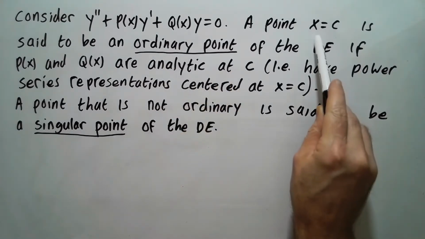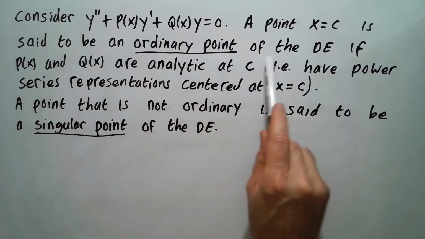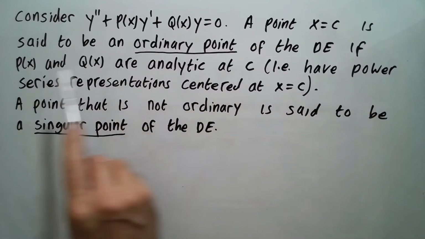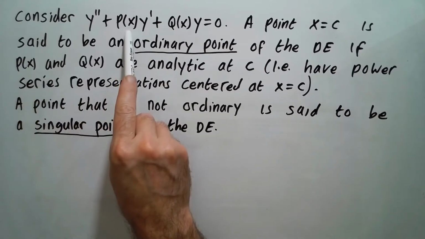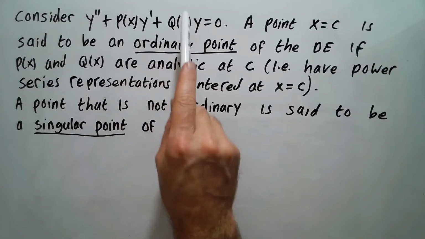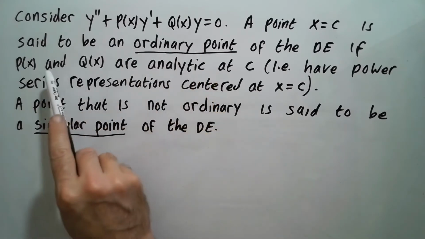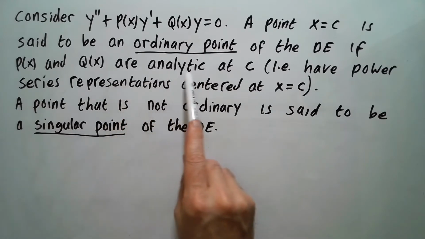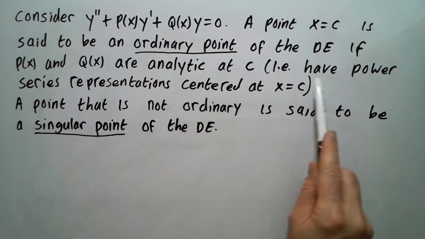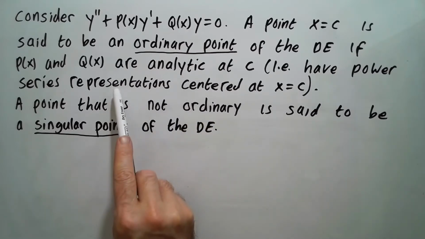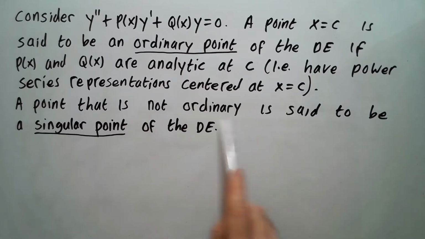So a point x equals c is said to be an ordinary point of the differential equation if the p of x and q of x, so the p of x is the coefficient function in front of y prime, and q of x is the coefficient function in front of y, are both analytic at c. And what we mean by analytic is that you'd have a power series representation centered at x equals c. So that's an ordinary point.